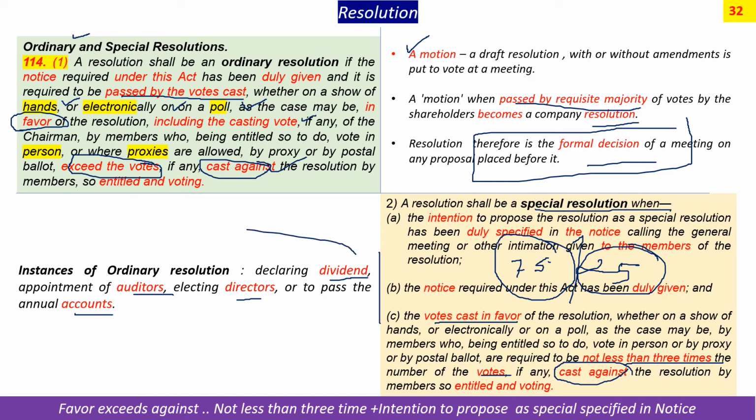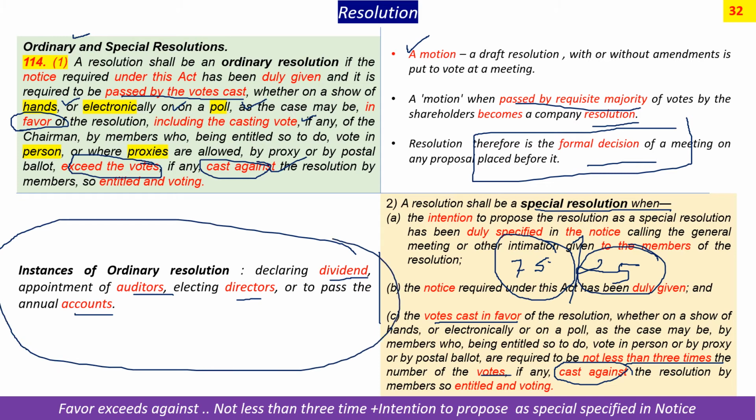Special resolution is one which is passed in matters other than these 4. And the logic is very simple. And the notice has to indicate it as a special resolution with annexures.